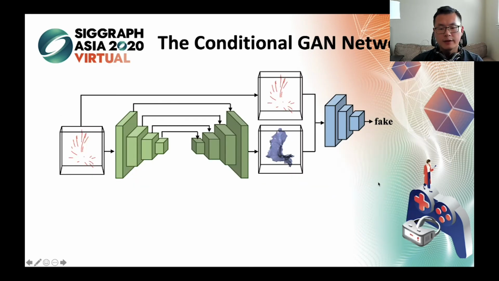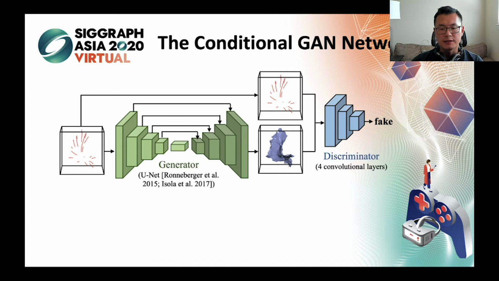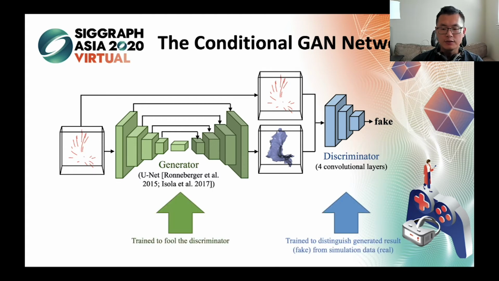Using the data, we can then train our synthesizer by the conditional GAN network. Like other C-GAN networks, our network contains a generator and a discriminator. For those of you who are not familiar with the GAN concept, we train the generator to get more and more realistic results, which can hopefully fool the discriminator. Meanwhile, we train the discriminator to distinguish the generated results from the simulation data. The network structure and the training process are very similar to other C-GAN works, so I would like to skip the details here, and you can find them in the paper.